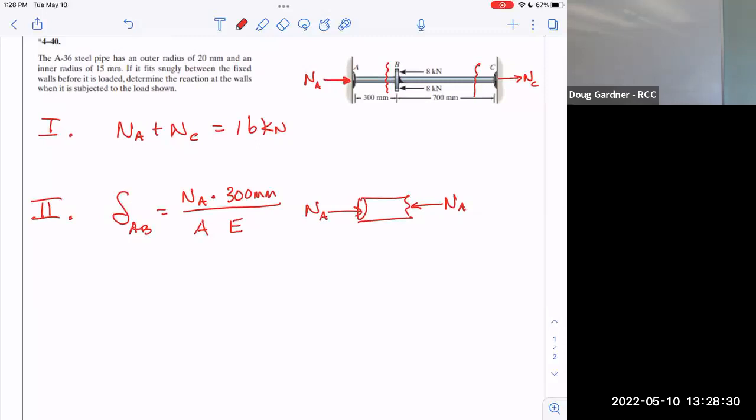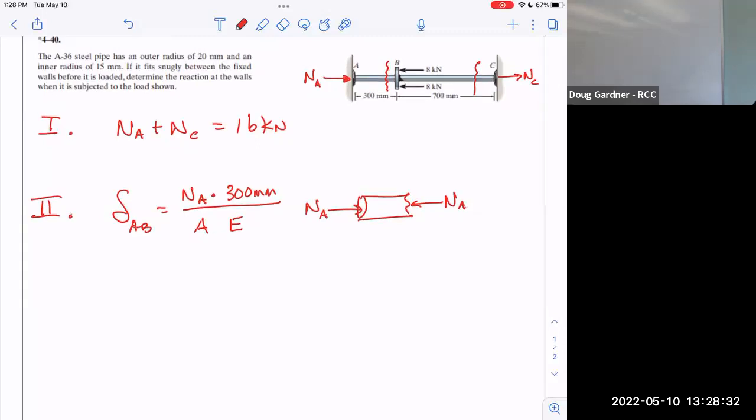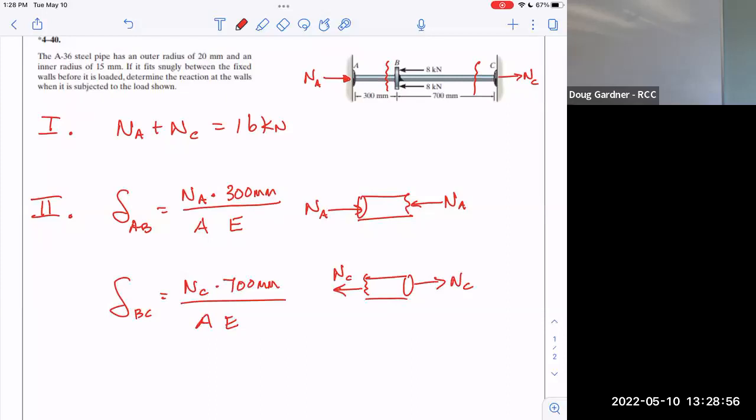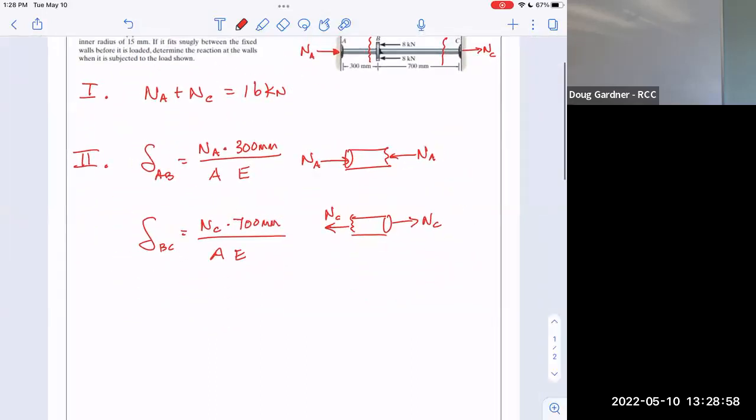And then I chop it over there. And so what does that equation look like? Well, now it's whole on this side, at least I think, with N of C pulling this direction. I come over here and it's got kind of a chop out of it. And so then it must be pulling N of C in that direction. So what's my delta from B to C? It's my normal force at C, but that's much longer, 700 millimeters divided by the same AE. Okay, cool. There's my compatibility equation. I could set those two equal to each other.